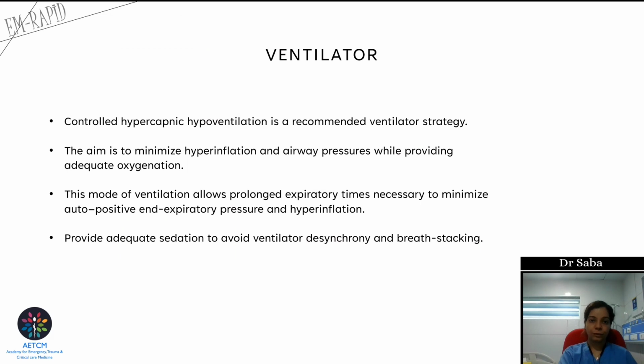When you talk about the ventilator, controlled hypercapnic hyperventilation is a recommended ventilator strategy. That is why we have low respiratory rates and we prevent PCO2 washout as such. The aim is to minimize hyperinflation and airway pressure while we provide adequate oxygenation to the child, and it will also help in expiratory emptying, prevent hyperinflation, prevent autopeep, and prevent increased airway resistance, which leads to increased work of breathing.